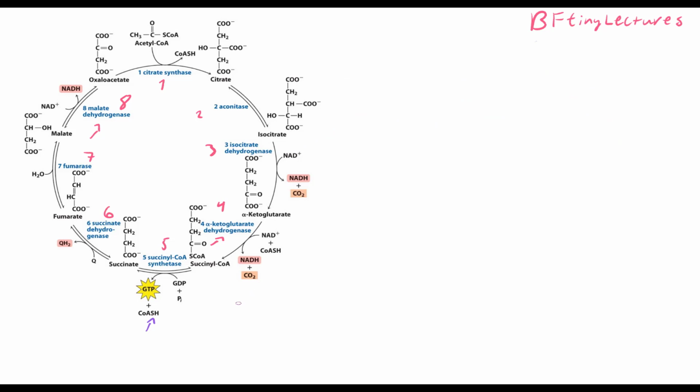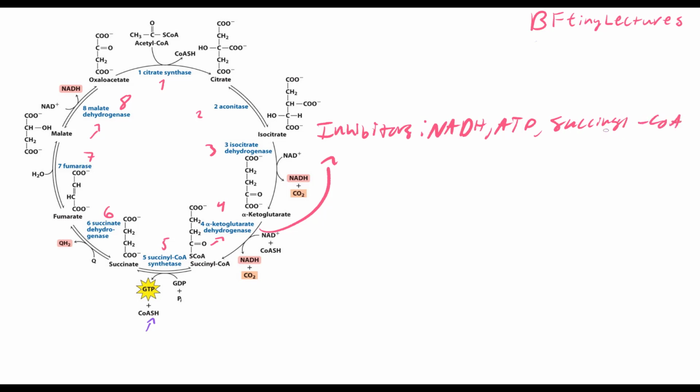But now, let's talk about the alpha-ketoglutarate dehydrogenase. What are some inhibitors? So some inhibitors are NADH, ATP, and succinyl-CoA. So that's succinyl-CoA, right? So again, these are the inhibitors because of the reasons that I've already told you, right? I've told you like twice already.